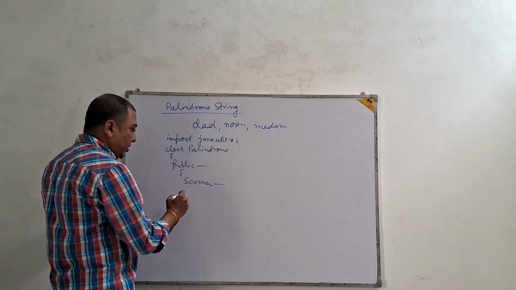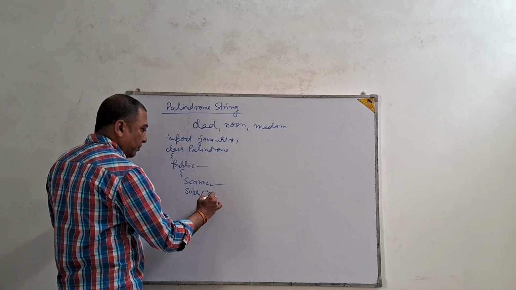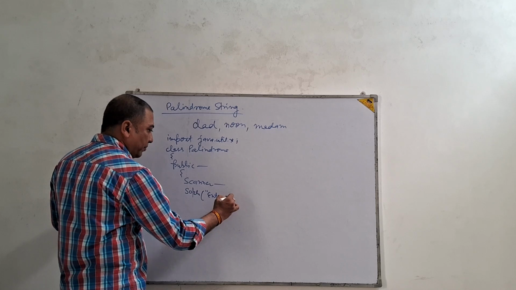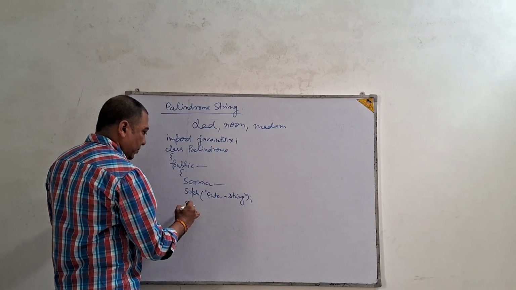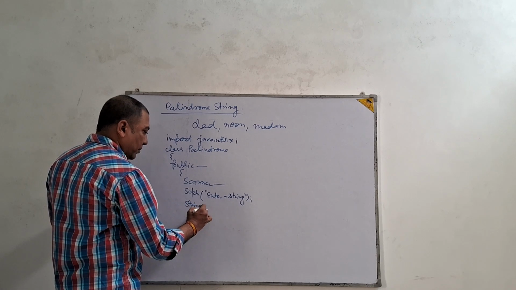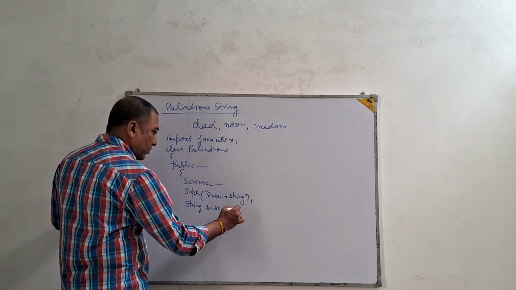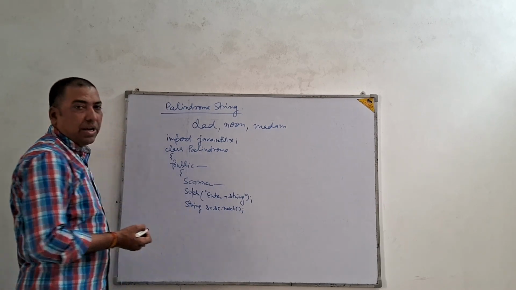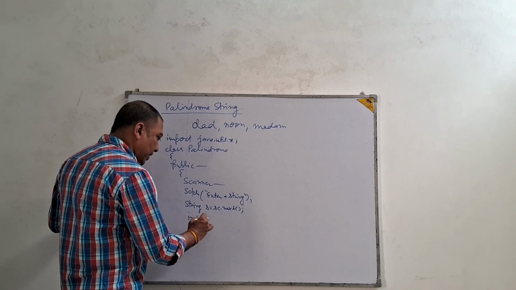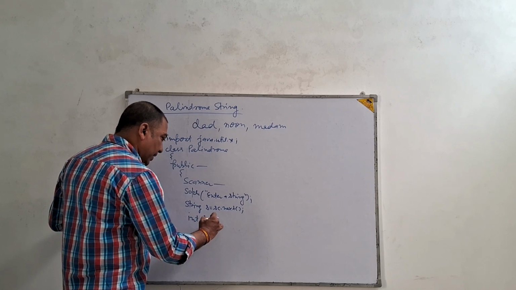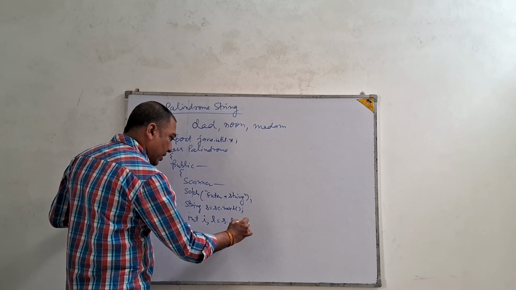We take an input of a string. Now we need a variable for the loop and one variable for length. So int i for the loop, and l for length. We will find the length by applying the length function.